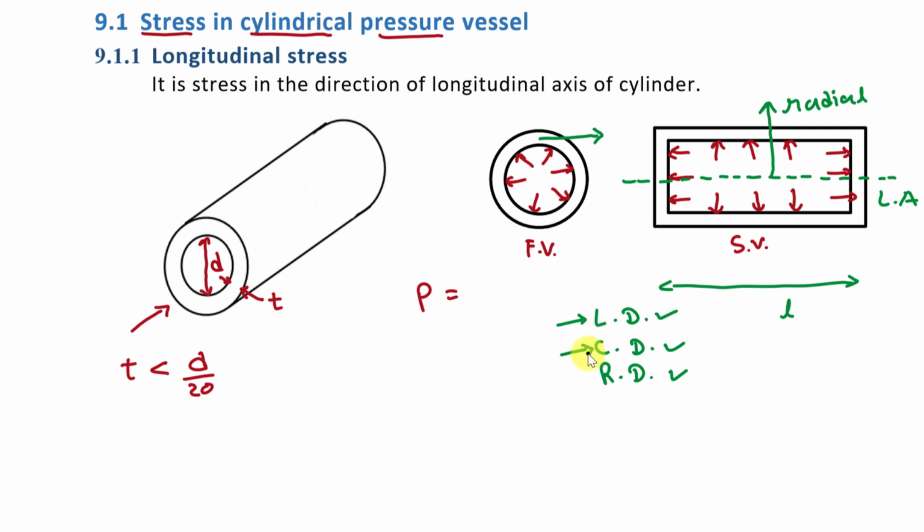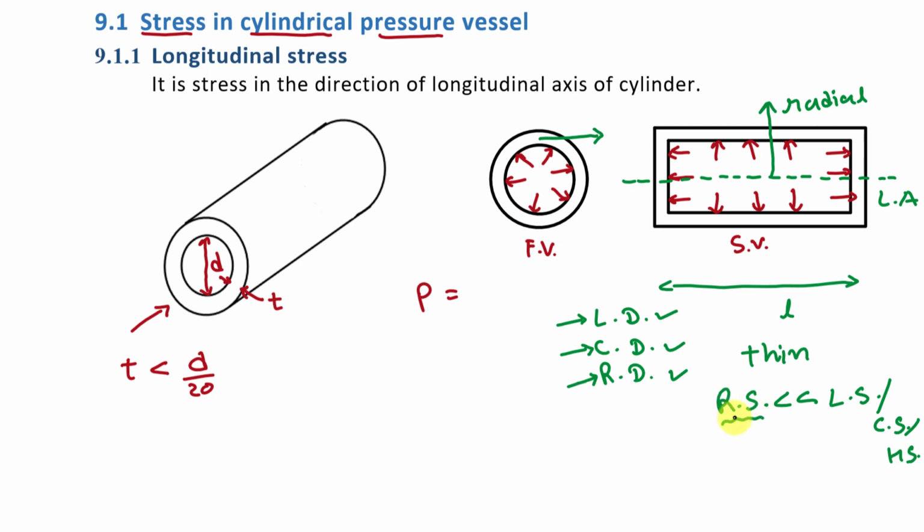Stress in the circumferential direction is called circumferential stress, or tangential stress, or hoop stress, and stress in the radial direction is called radial stress. Now in the case of a thin cylinder, the value of radial stress is very much less than the other two stresses, meaning it is less than the longitudinal stress and the circumferential or hoop stress. Fine. So in the analysis of a thin pressure vessel, we neglect the value of radial stress.